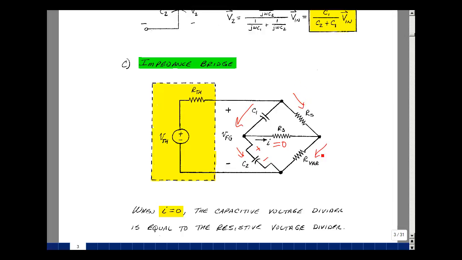I've got a resistive voltage divider. R variable over R variable plus R sub s times V, a function generator, is the voltage across this element. But with no current here, I have no voltage across here because 0 times R3 is just equal to 0. So this voltage is the same as this voltage. In other words, the rise in voltage equals the drops around the loop. Take a look at that equation and see if we can solve for the capacitor C2 on the next page.